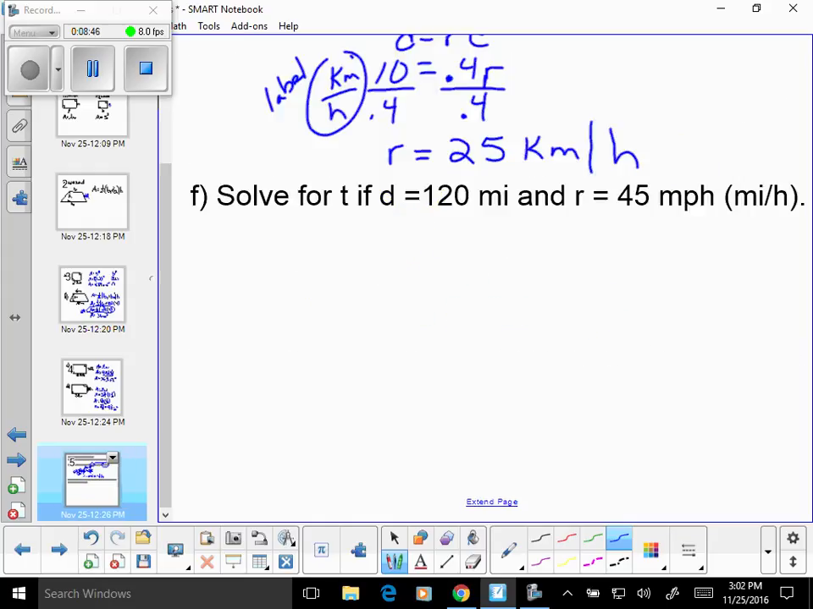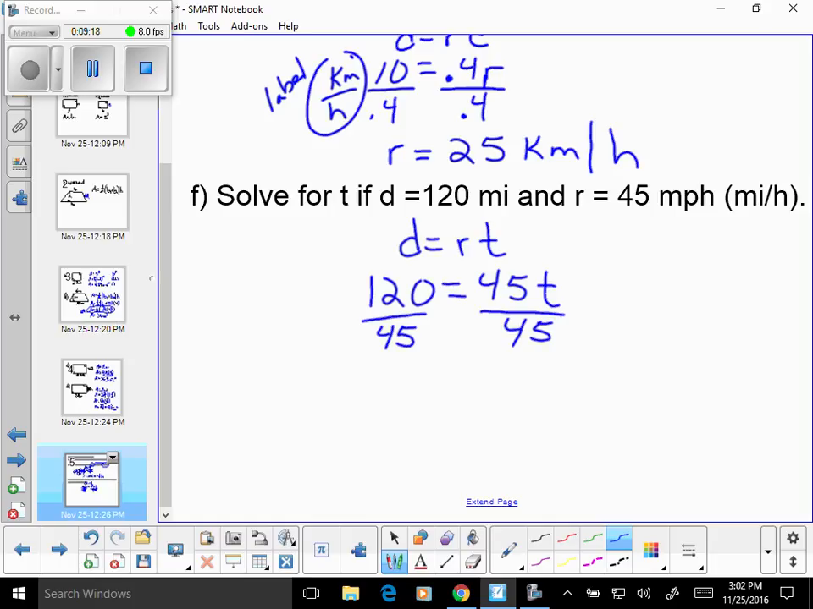Let's look at F. Here I'm back in English units that I'm used to working with. You're used to working with as well. So d equals r times t. D is 120. This time r is 45 miles per hour, and I'm working in t, time, trying to find t. Now again, where's my variable? Yep, it's t. What's the coefficient of t? 45. So that's what you're going to divide by.